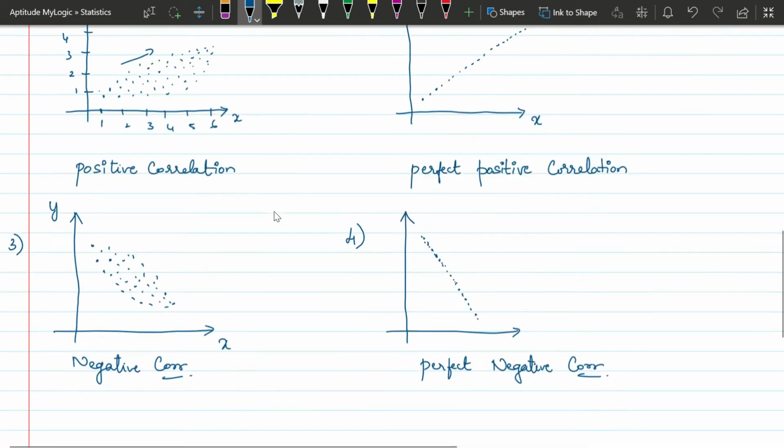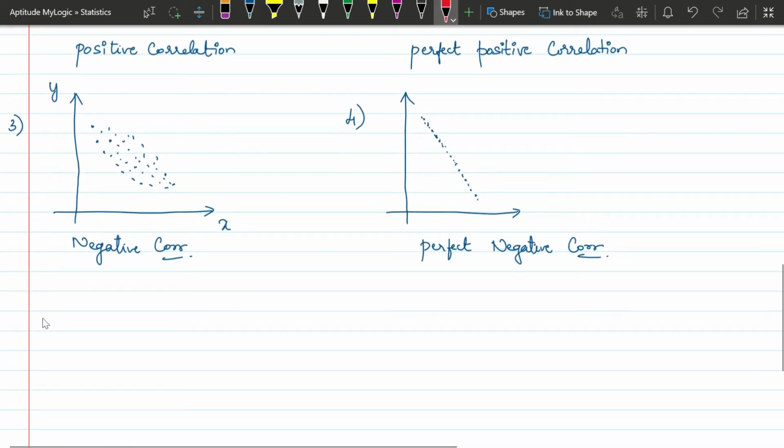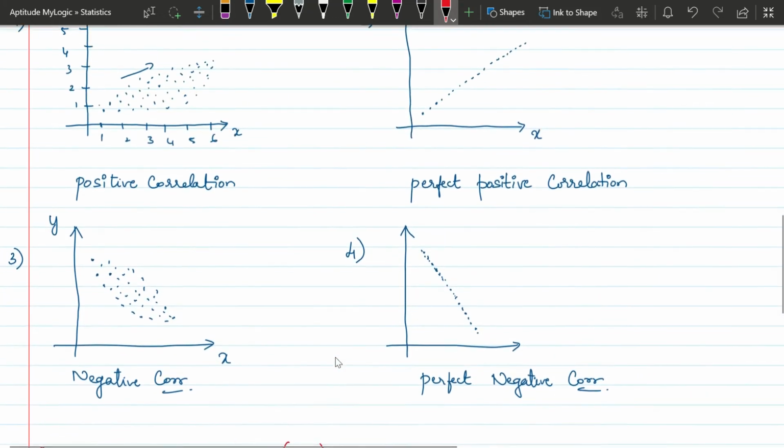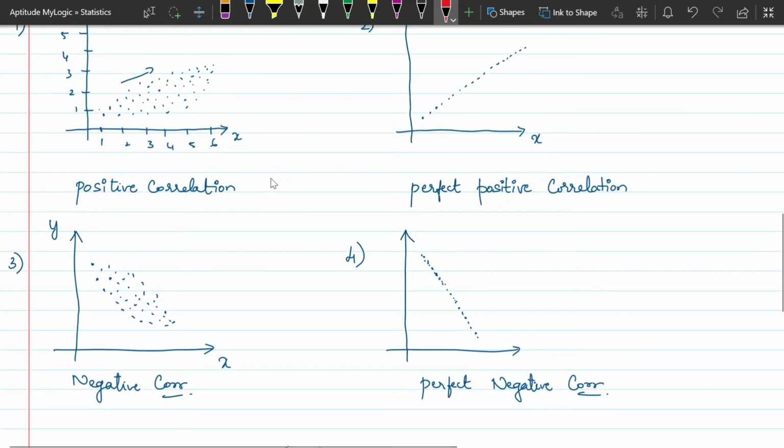Here we have something called the correlation coefficient. The correlation coefficient is a numerical measure of the extent to which the variables are related. So it is a numerical measure of the relation between two variables. We usually denote it as Rxy to measure this correlation coefficient, and here for positive correlation the value of R is always greater than 0 and less than 1.